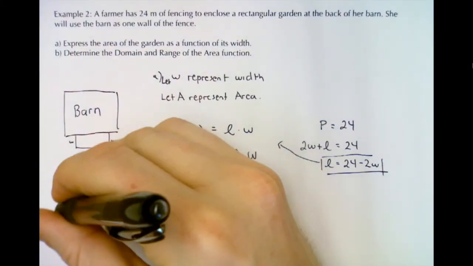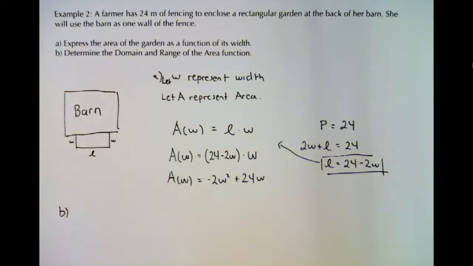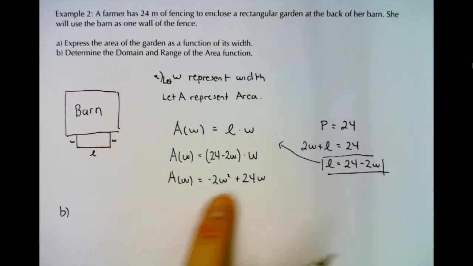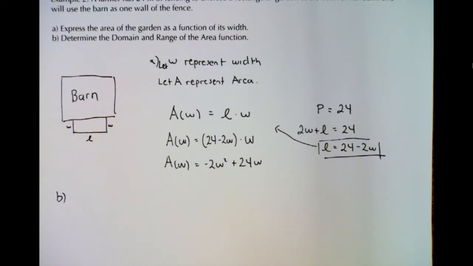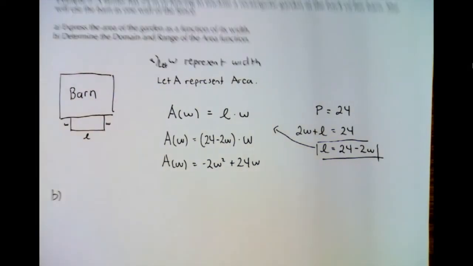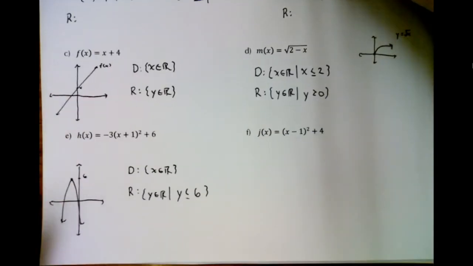B asks us to determine the domain and range of the area function. We want to find the domain and range of this parabola. And let's think about what this means. This means that we want to find the domain and range of a parabola. How did we do that earlier? I'm just going to flip back here. When we wanted to find the domain and range of a parabola, we sketched it.